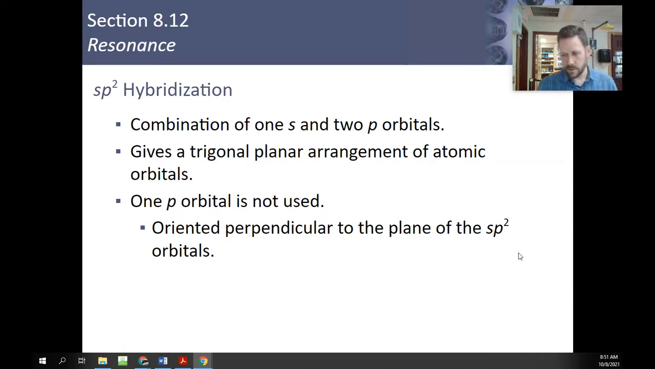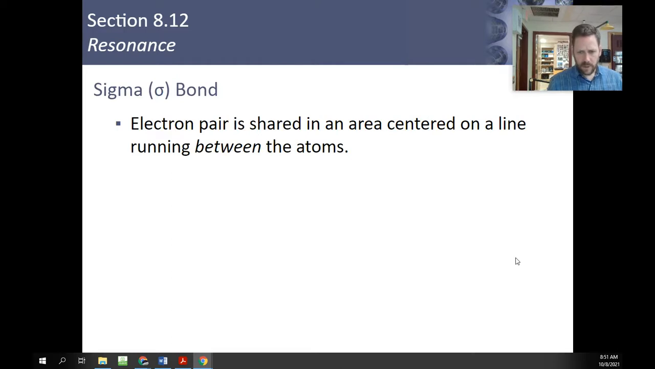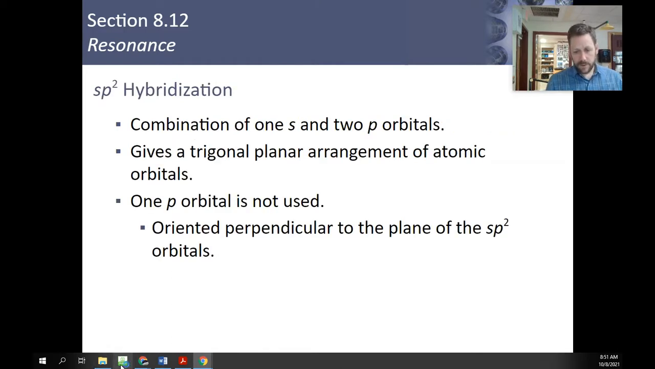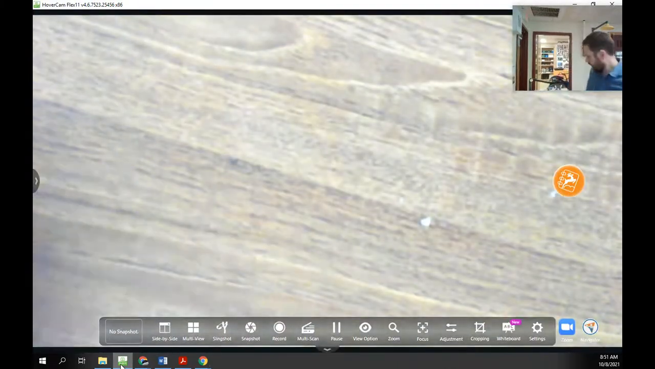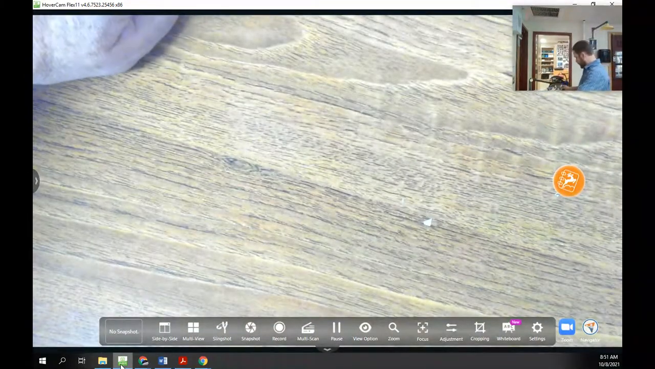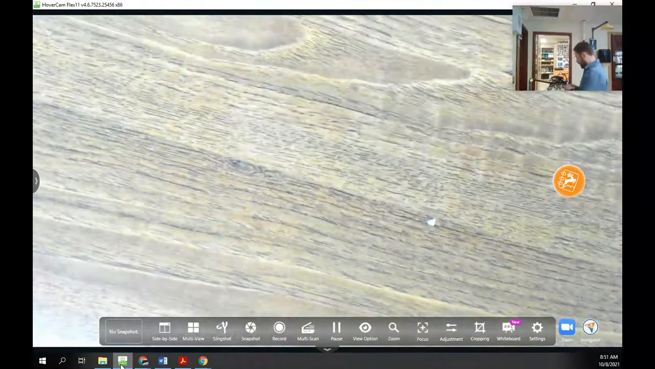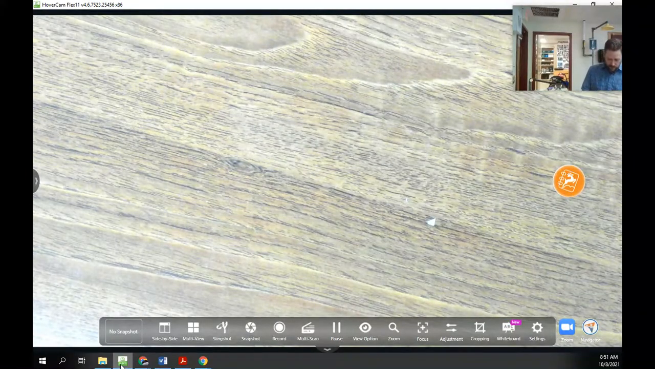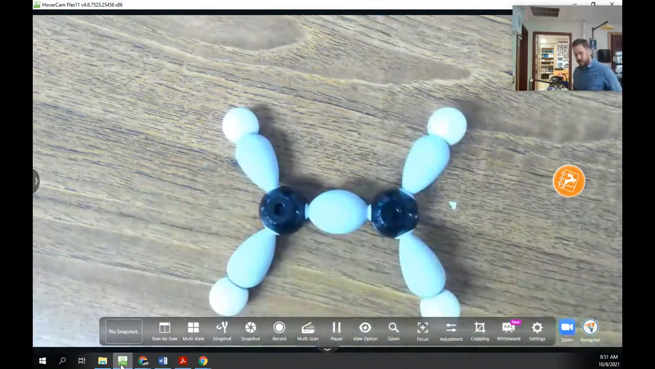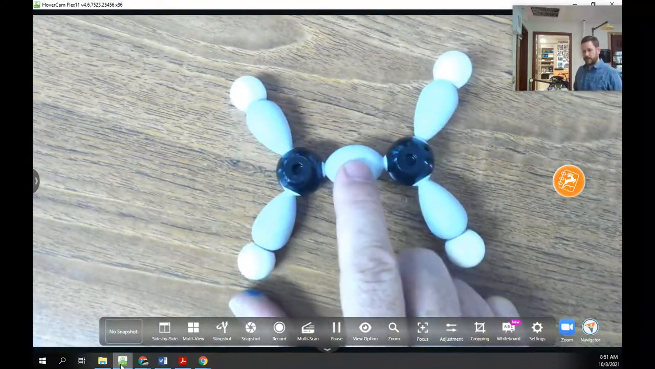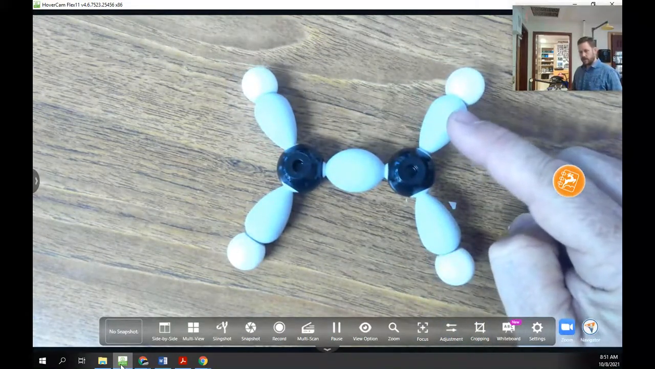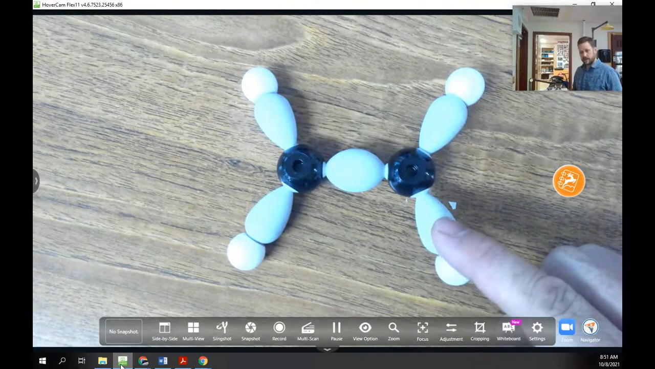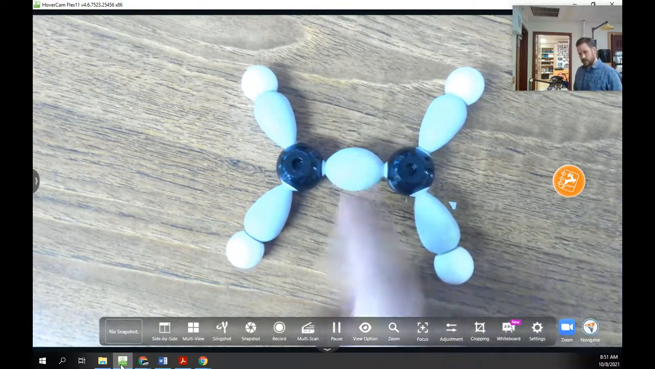So here's some pictures that show that. The picture I want to show actually is a model that I'm going to show underneath a document camera here. And the model is showing our sp2 hybridization. And you can see I've got the double bond in the middle here. And I've got a trigonal planar geometry. This is one of the sp2 orbitals. This is another sp2 orbital. This is another sp2 orbital.